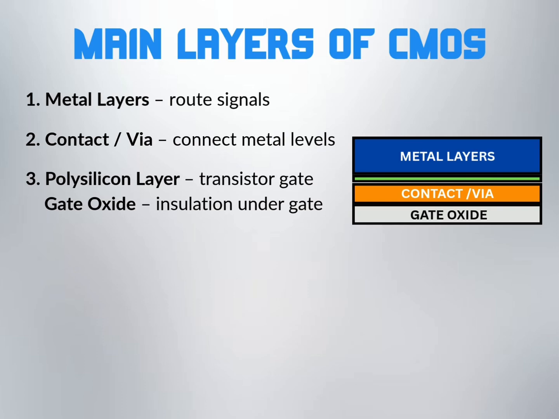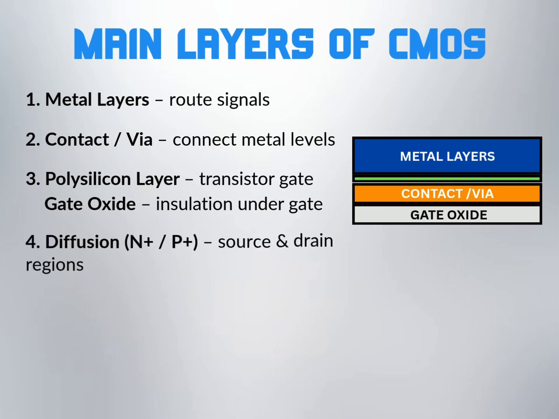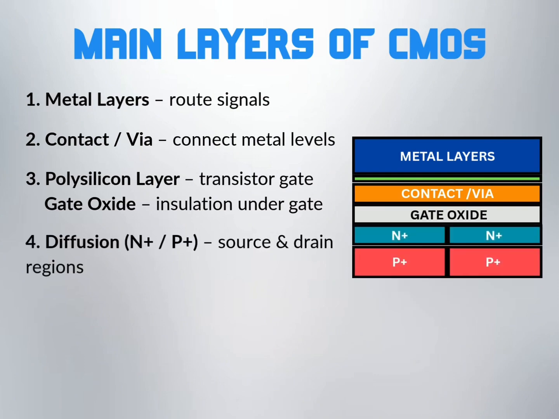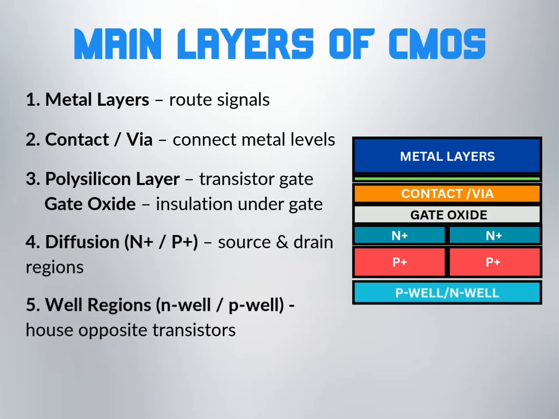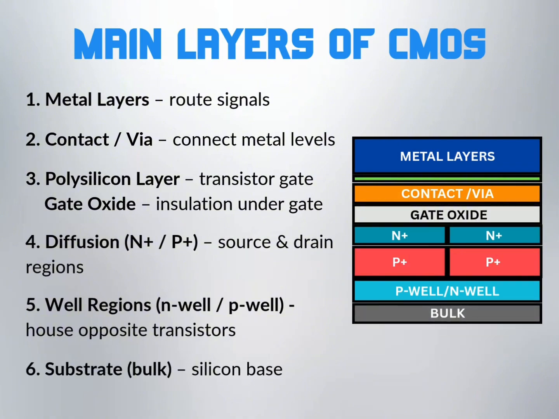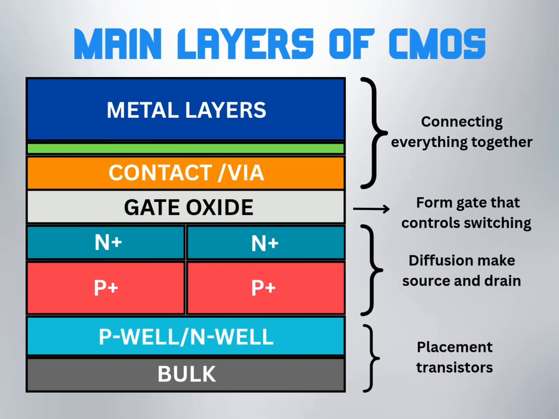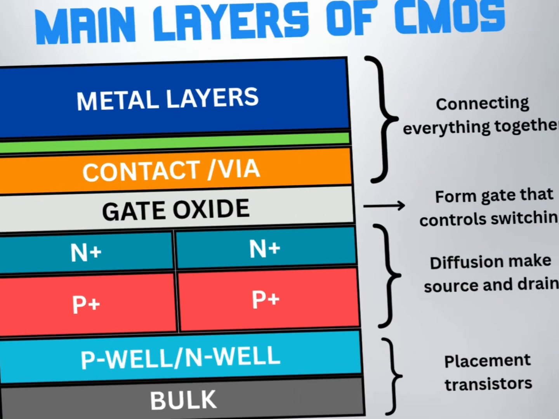Right underneath is the gate oxide, a super thin insulating layer. Below that are the diffusion regions, where the source and drain terminals are located. These sit inside well regions, either N-well for PMOS or P-well for NMOS. And at the bottom of everything is the silicon substrate, which acts as the base. So overall, wells define where transistors are placed. Polysilicon and oxide form the gate that controls switching. Diffusion makes the source and drain, and the metal layers connect everything together to make a working circuit.